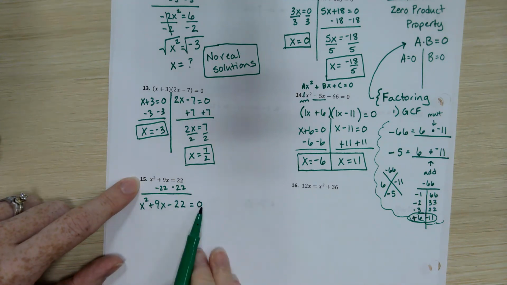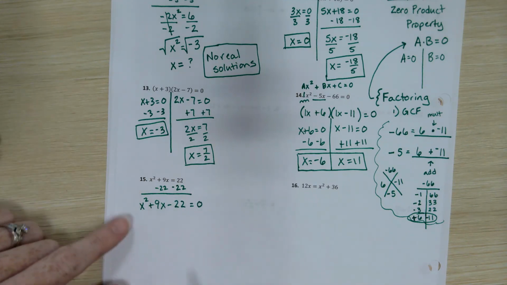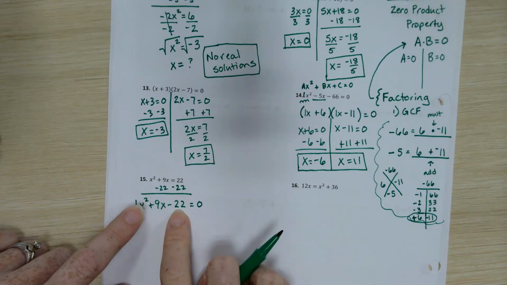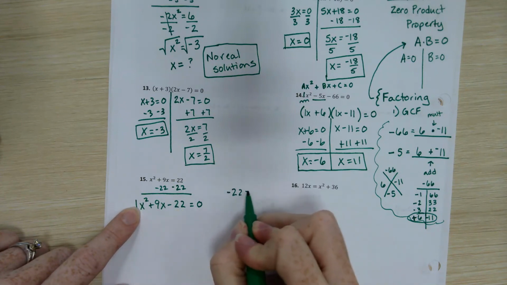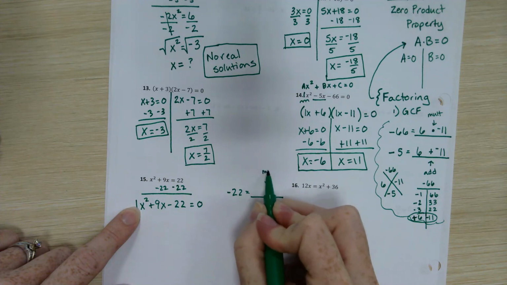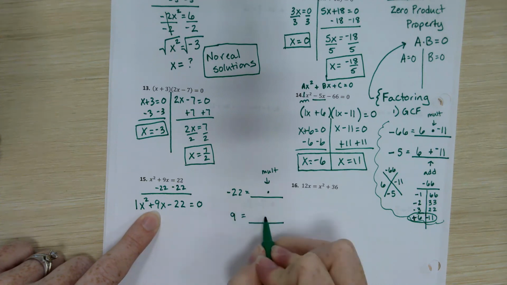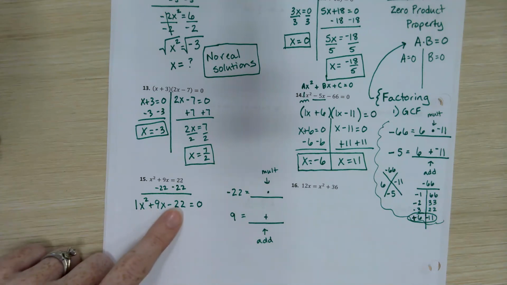We write that in descending order, and then we go through our thought process. Our goal is to find something, remember, that multiplies to be a times c, so 1 times negative 22. I need to find some numbers that multiply to be that. And then my b term is positive 9, so the numbers I find need to add to be positive 9. So if we start thinking through the factors of 22, we could think about 1 and 22, but if one of those was negative, they would add to be 21. 2 and 11, one of those negative, hey, that's it. That adds up to be positive 9.